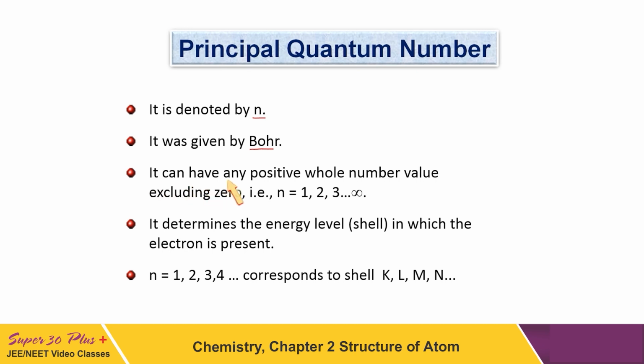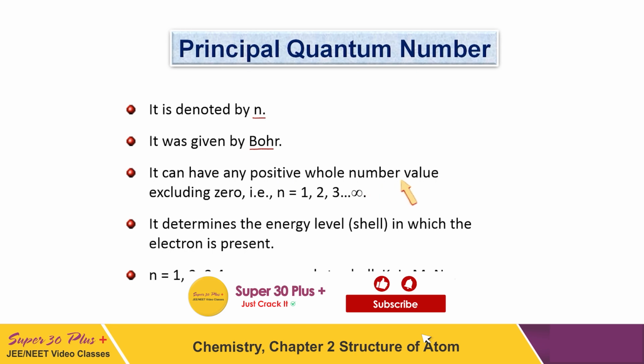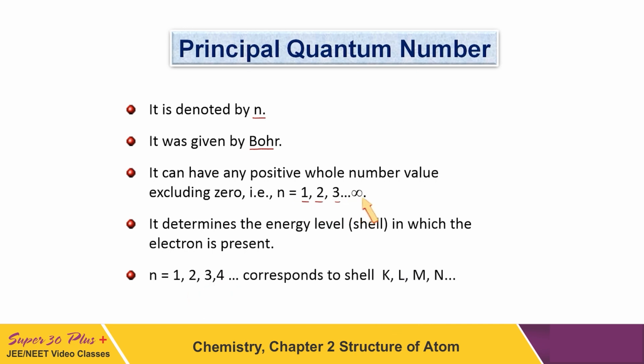It can have any positive whole number value excluding 0, which means 1, 2, 3, 4, 5, 6, 7, 8 up to infinity. It cannot be a fraction. Now what does it determine? It determines the energy level. Please students, remember this one. It determines the shell in which the electron is present.